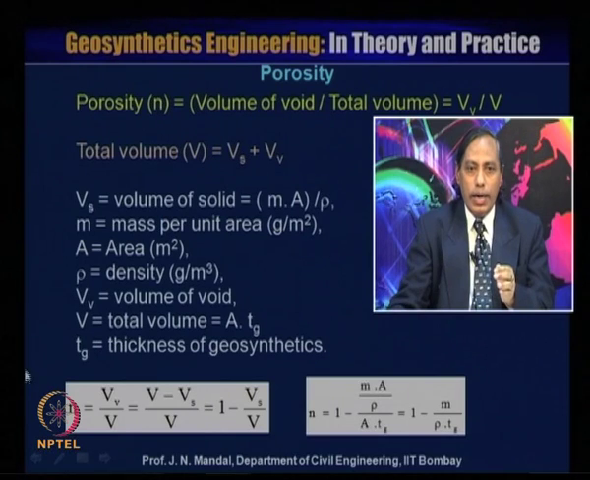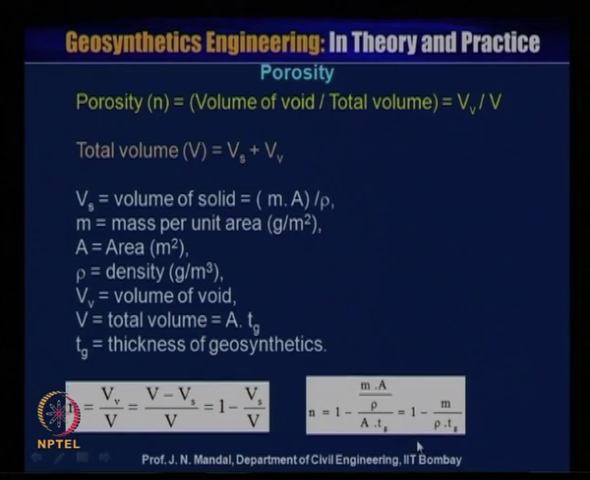So you can write n is equal to Vb by V, that means V minus Vs by V, that means 1 minus Vs by V. So n is equal to 1 minus, Vs means m into A by rho, divided by V, where V is equal to A into Tg. So we can have n is equal to 1 minus m by rho into Tg. So if you know m, if you know rho, and if you know the thickness of the geosynthetic material, you can calculate the porosity. This is also a very important parameter.